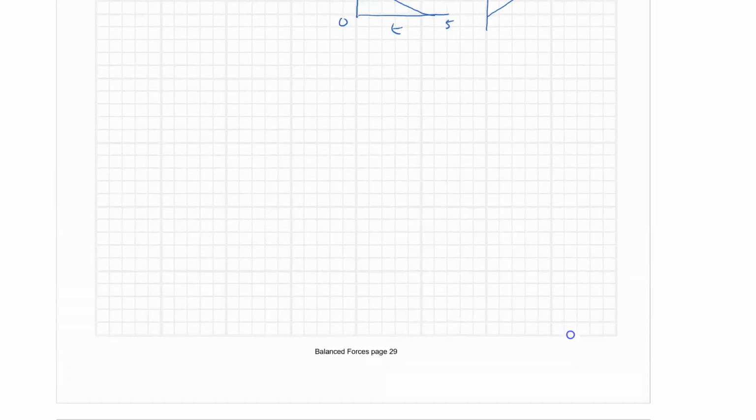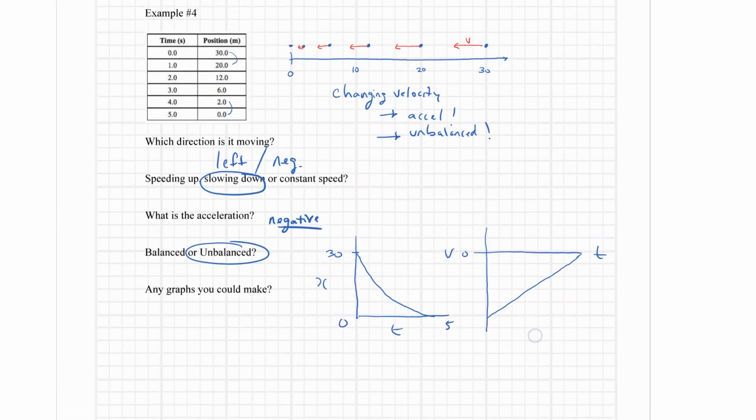So I hope that makes sense for your identifying balanced and unbalanced forces.